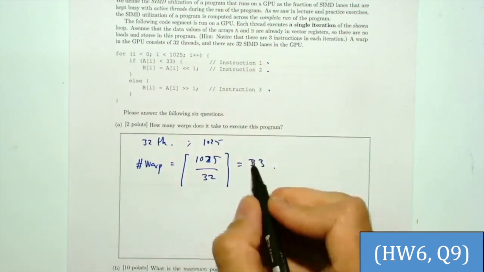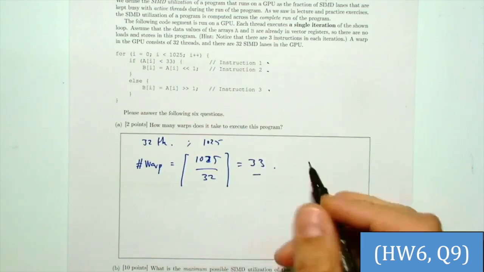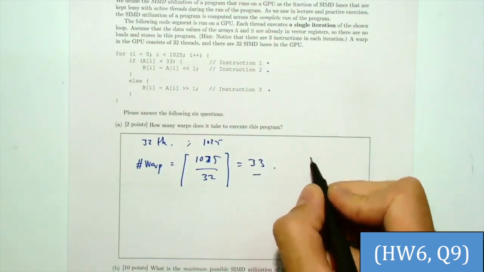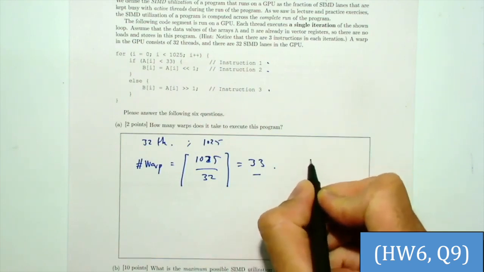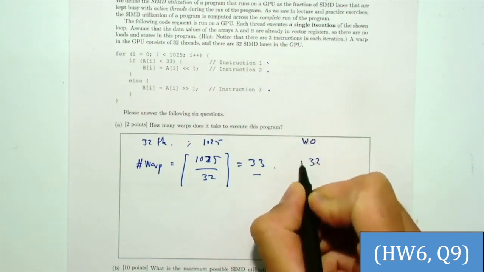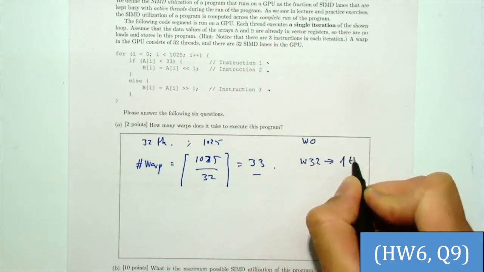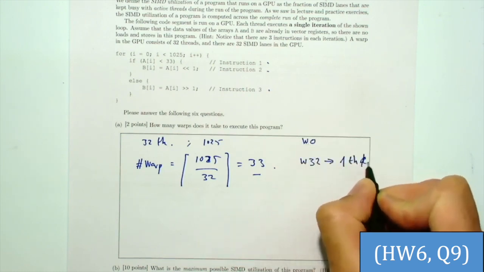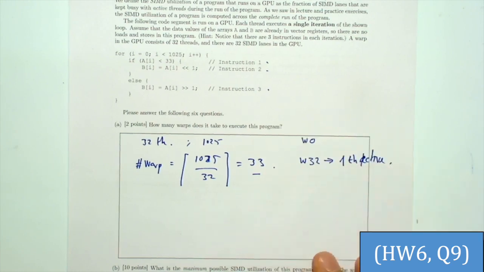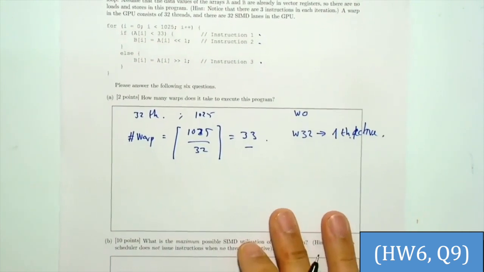The only important thing to keep in mind here in this part of the exercise and also in the rest of the exercise is that warp number 32, assuming that we start numbering the warps from warp 0, in warp number 32 there is only one single thread active. That's important for the rest of the exercise.